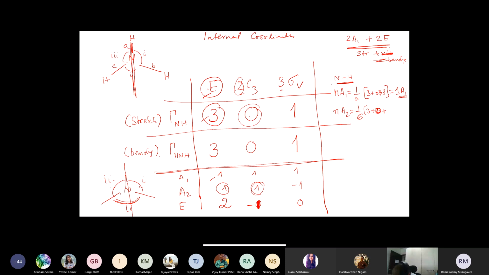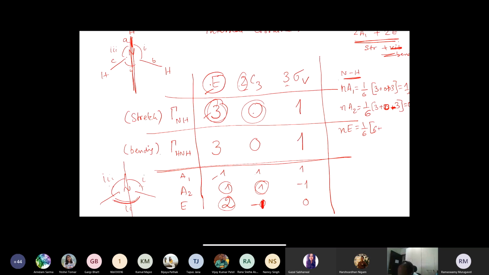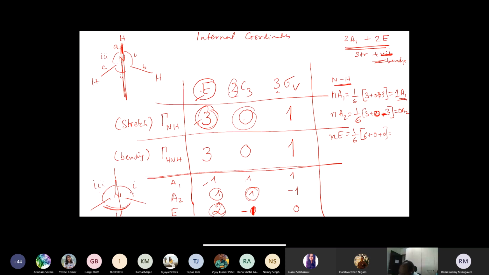And 3 times minus 1 is minus 3. 3 minus 3 is 0. So 0 A2. Number of E is equal to 1 by 6 into 2 into 3, 6, plus 0 plus 0, which is equal to 1.